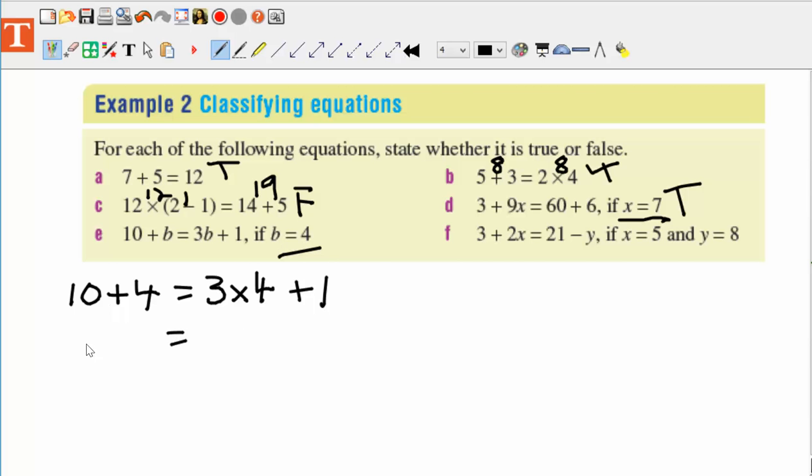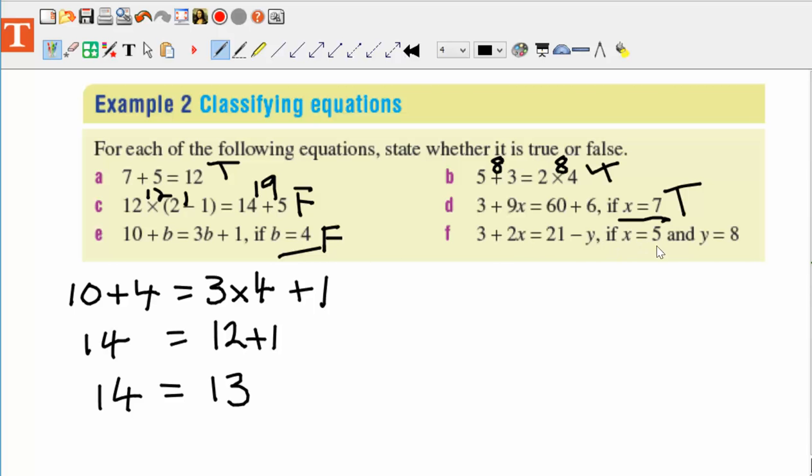Okay, 10 plus 4, nice and easy, 14, got to do BIDMAS here, so now look at all these different mathematical things that we've learnt this year all coming together in this one unit. 3 times 4 is 12, plus 1, so 14 stays on that side, 12 plus 1 is 13. These guys do not equal, left and right do not equal, so that is false, that one.